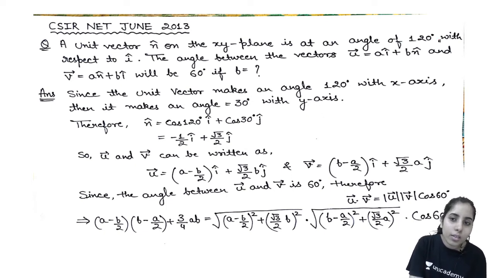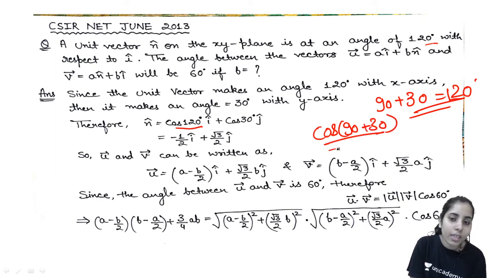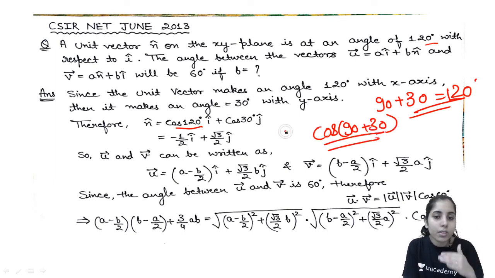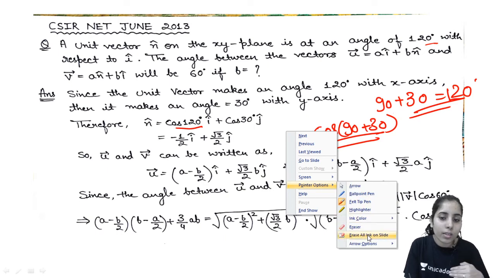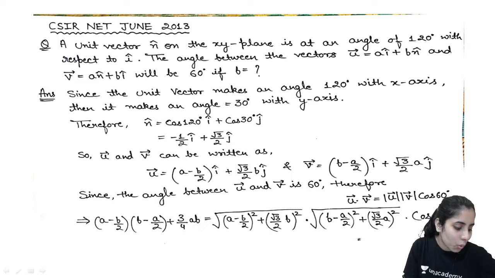Can you write 90 plus 30 as 120 degrees? Your doubt? 90 plus 30 will be 120, and when you are solving cos 120 degrees, can you write it like cos of 90 plus 30 degrees? For that you should have a clear idea about the quadrant. So have a look at this, and wherever you have doubt, we will start the discussion from the starting, and step by step I will explain each and everything to you. Done?